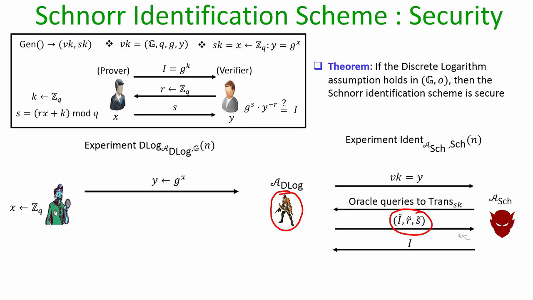Now, once the adversary is sufficiently trained, it will try to come up with a forged transcript. So it submits its commitment I.